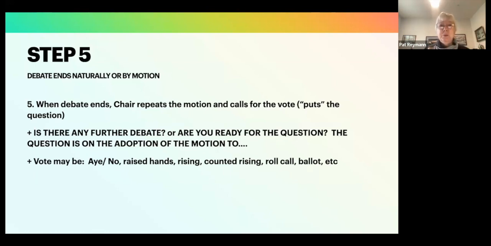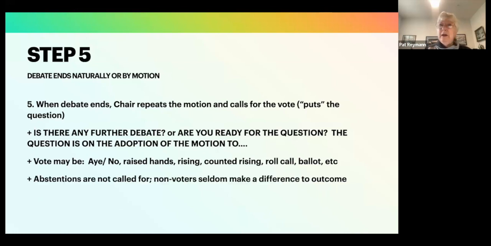It depends on the situation which way the vote goes. And I think our 4th session is going to be about that. It might be asking you to raise your hand, either if you're in person or on Zoom. It's nice to use that raise hand feature. If you're in person, it might be a rising vote, that is, everybody stands who can. If it's going to be really close, it could be a counted rising vote, could be by roll call, ballot, all kinds of ways. But again, it depends on the situation.